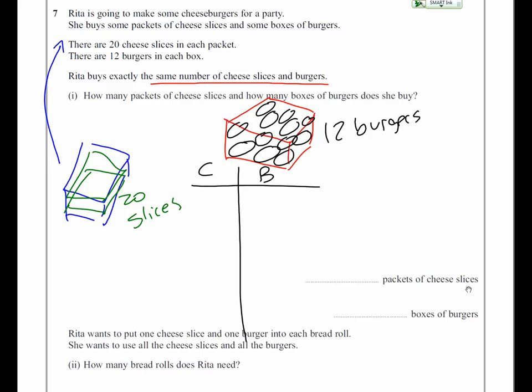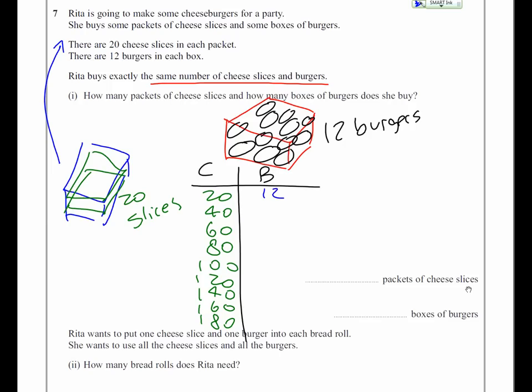So, first packet she buys will be 20. If she buys more, it'll be 40. Can you see I'm just adding 20 each time, adding another packet of slices? 60, 80, 100, 120, 140, 160, 180. I could keep going, but let's move on to burgers.